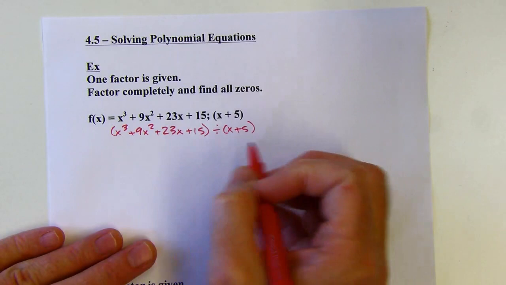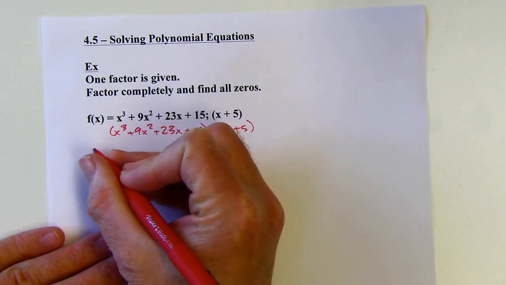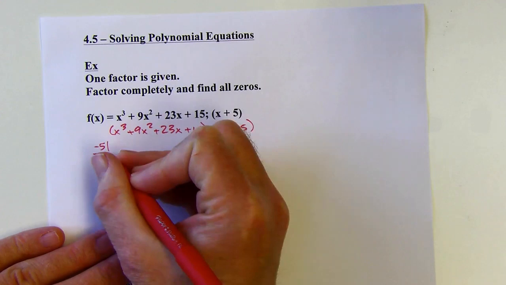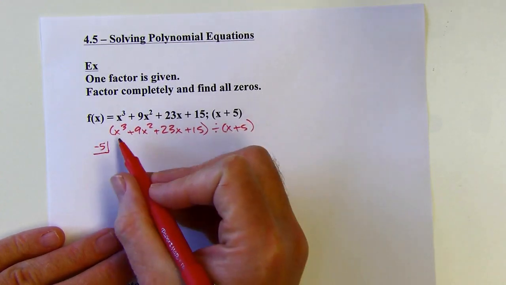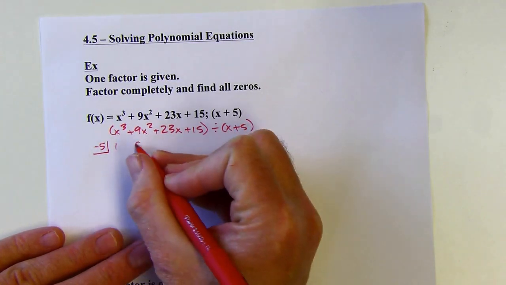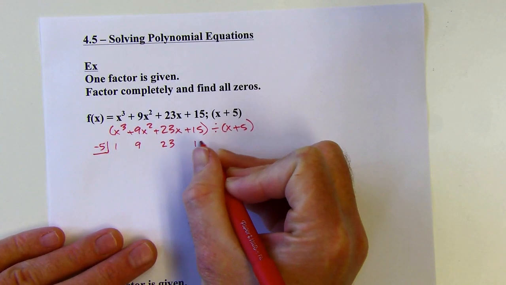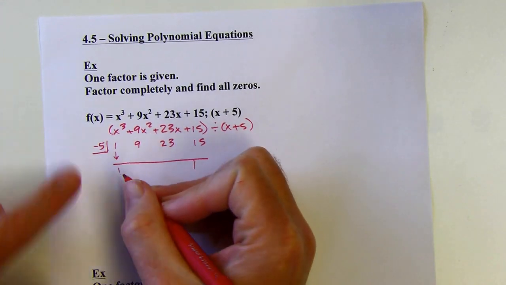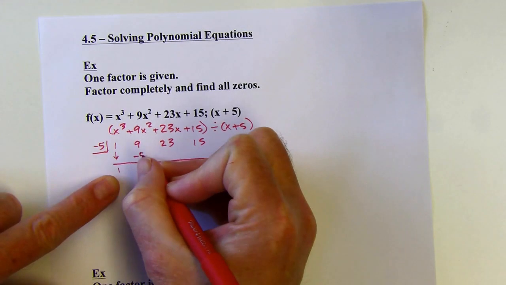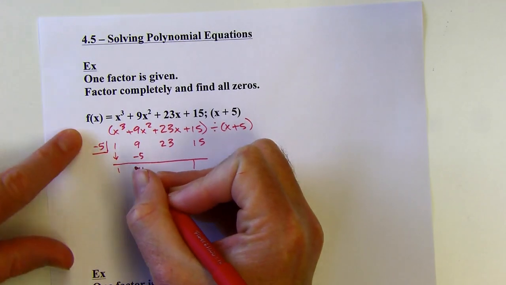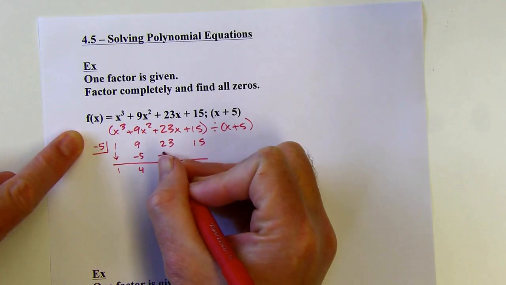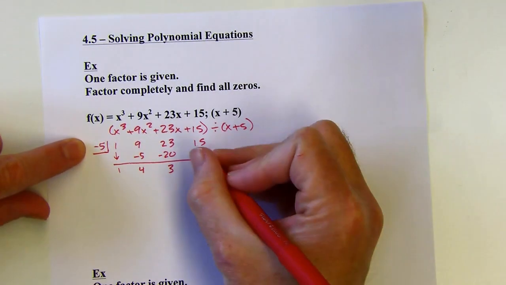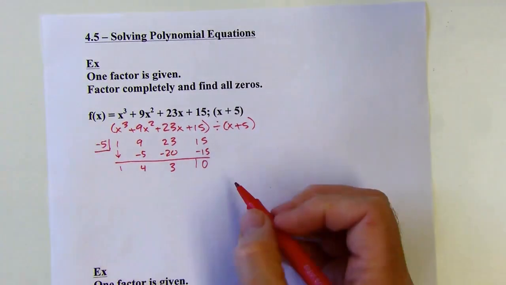Okay, I'm going to set this up with synthetic division because it qualifies for that. I'm dividing by x plus or minus something. And I'm not missing any terms here, so I'm just pulling those coefficients out. Okay, I'm going to pull down the 1, and then negative 5 times 1 is negative 5. Add these, that's 4. Negative 5 times 4 is negative 20. Add those, and I get 3. Negative 5 times 3 is negative 15, and I got 0. So, hey, it really is a factor.